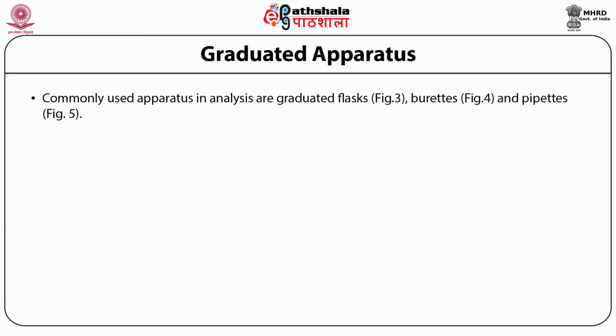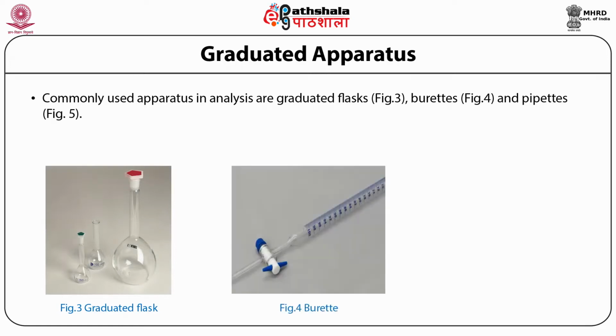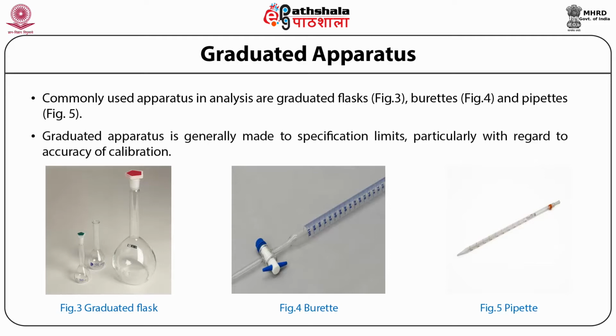Next part after the balance, commonly used, is the graduated apparatus. The most commonly used pieces of apparatus in volumetric analysis are graduated flasks, burettes, and pipettes, as shown in figures 3, 4, and 5. Graduated cylinders and weight pipettes are less widely employed. Graduated apparatus for quantitative analysis is generally made to specification limits, particularly with regard to the accuracy of calibration.